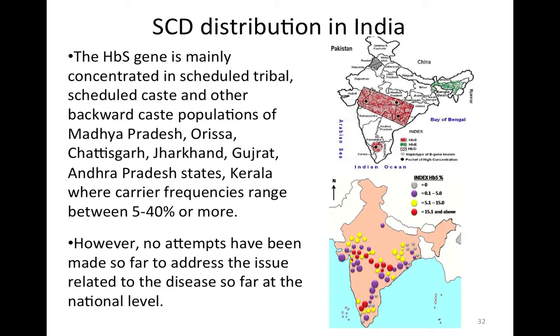So for sickle cell distribution, if you see, the HbS allele is mainly concentrated in the scheduled tribes, scheduled castes and other backward caste populations of Madhya Pradesh, Orissa, Chhattisgarh, Jharkhand and Gujarat. So this particular belt is there. You can see some regions of Andhra state, and Kerala and Tamil Nadu also, where some tribes have this. The frequency ranges from 5 to 40%. It is not uniform. In some places it is very less, in some places very high, and in central India it is more when compared with other parts.